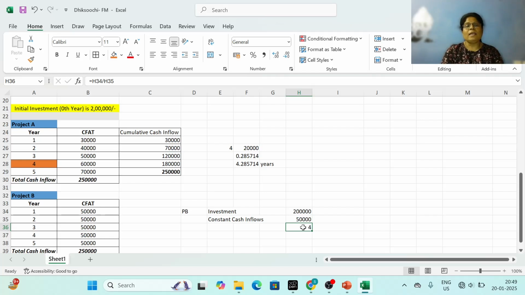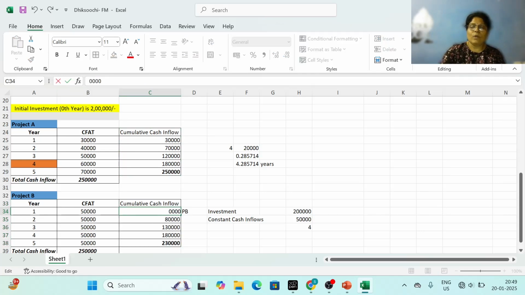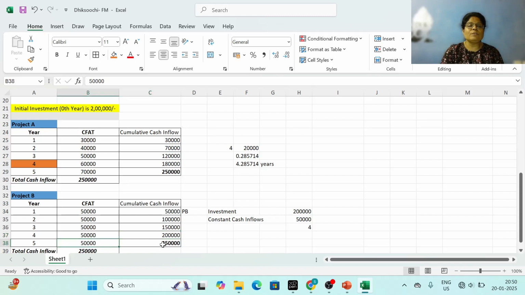And here I would like to give you one more explanation for uniform cash inflows. For uniform cash inflows also, let us calculate the cumulative cash inflow. So first year it is 50,000, right? So I'm writing 50,000. Second year, 50,000 plus 50,000 is 1 lakh. Third year, 1 lakh plus 50,000 is 1 lakh 50,000. Fourth year, 1 lakh 50,000 plus 50,000 is 2 lakhs. And fifth year is 2 lakhs plus 50,000 is 2 lakhs 50,000. See this, the last year cumulative cash flow is equal to the total cash inflow.